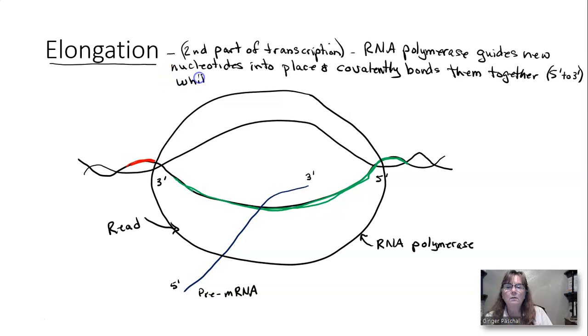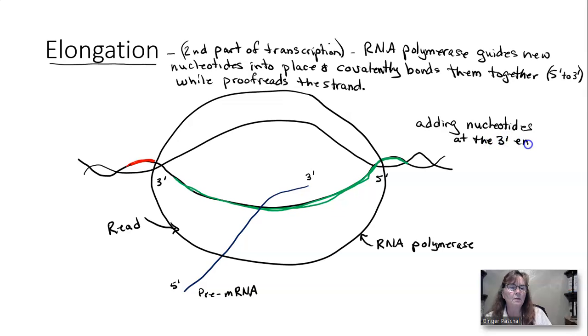Now, all the while, it proofreads the strand. So again, we are adding nucleotides at the 3' end. So don't let that mess you up. All right. So things to remember on the next slide.